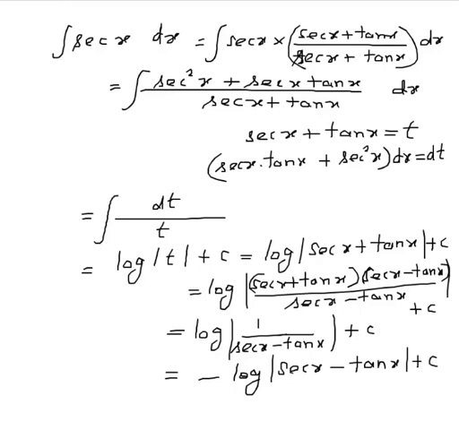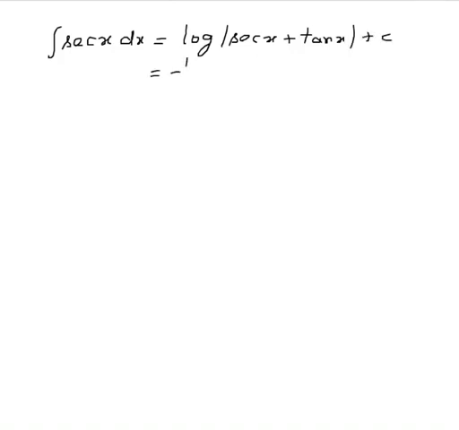Now let us write the formula for secant x. Therefore, the integral of secant x dx is log of absolute value of secant x plus tan x plus c, or minus log of secant x minus tan x, the conjugate of that.